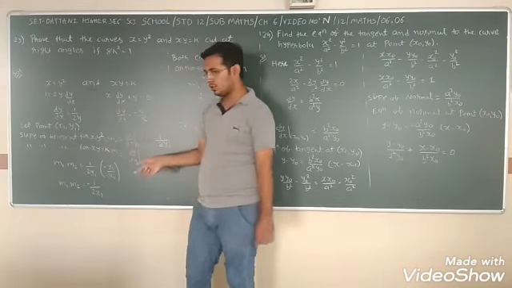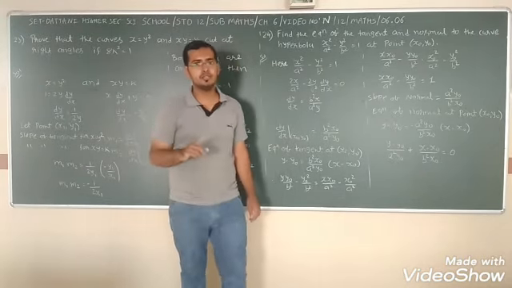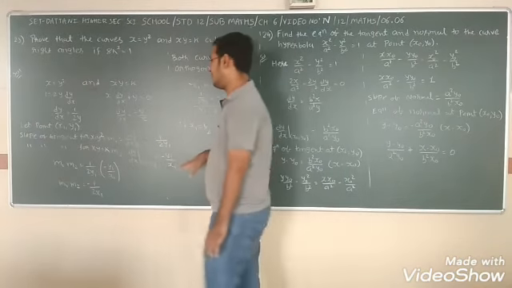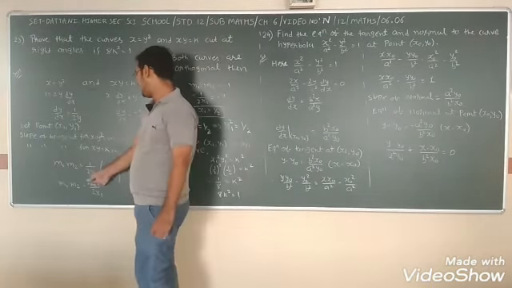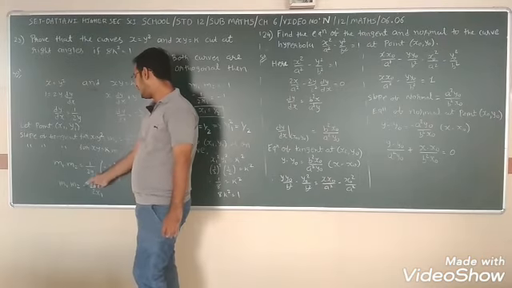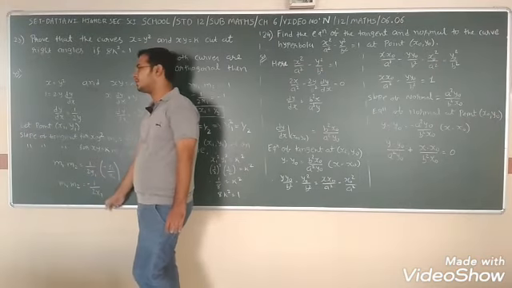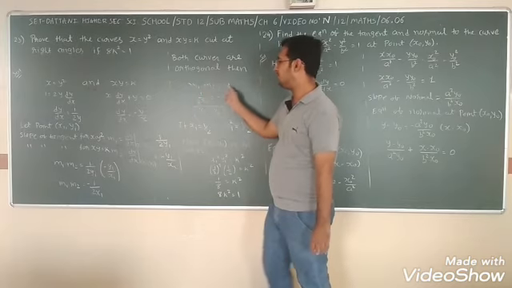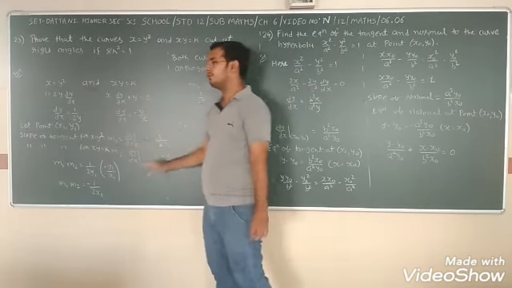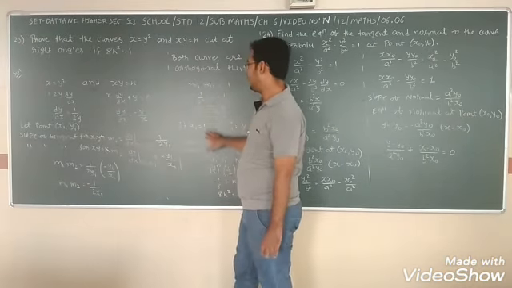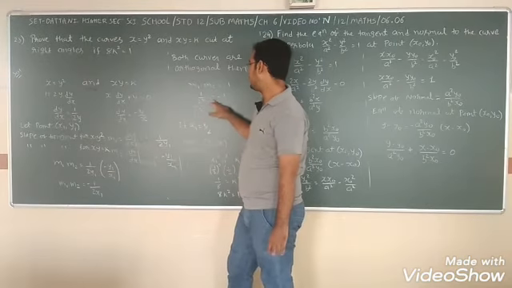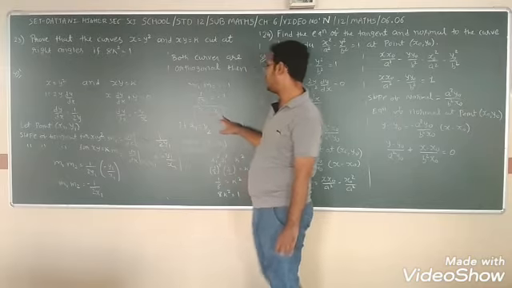Now we know the curves are orthogonal, as mentioned in the question, so we take m1 times m2. Multiplying 1/(2y1) by -y1/x1, the y1 cancels and we get -1/(2x1). Since both curves are orthogonal, the multiplication is minus 1. So -1/(2x1) = -1, the minus cancels, and x1 = 1/2.